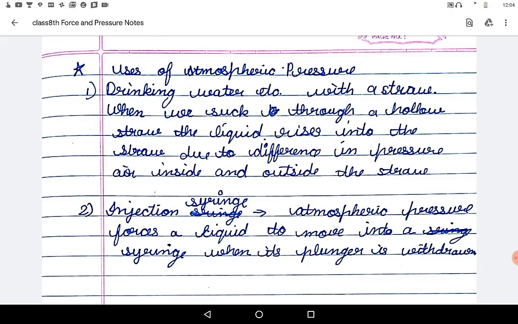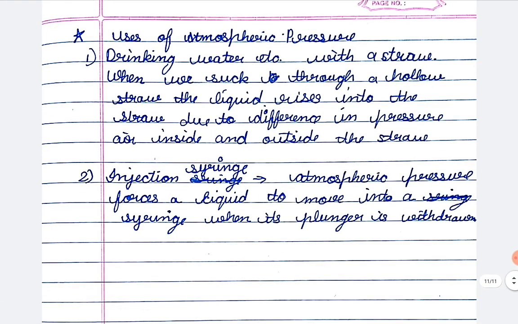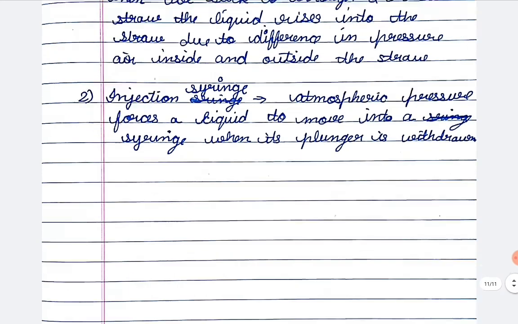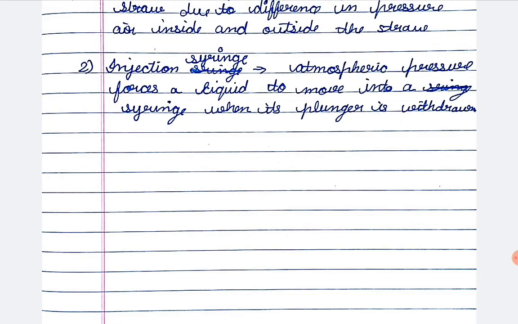Now, uses of atmospheric pressure. The first use is a straw, sucking water or juice with a straw. The pressure inside the straw when we are sucking is lower than outside. When we suck through a hollow straw, the liquid rises into the straw due to the difference in pressure of air inside and outside the straw. Second is the injection syringe. Atmospheric pressure forces a liquid to move into a syringe when its plunger is withdrawn.